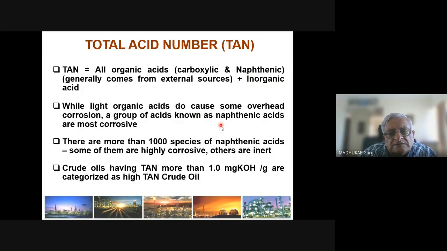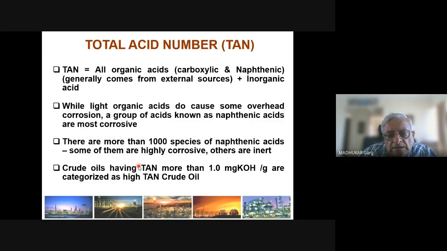So the light organic acids, when they vaporize, can cause corrosion to the carbon steel metallurgy. While naphthenic acids are present more in the heavier hydrocarbon range, and they are very nasty. I mean, they can actually drill a hole in your pipe. So we have to be very careful about the quantity of these acids present in the crude oil. And the speciation sometimes becomes difficult, but there are methods by which you can analyze which kind of naphthenic acids are present.